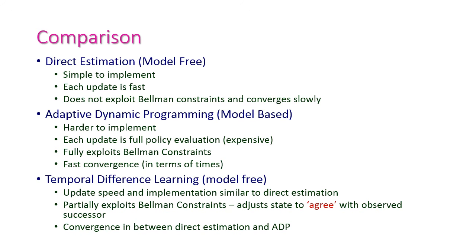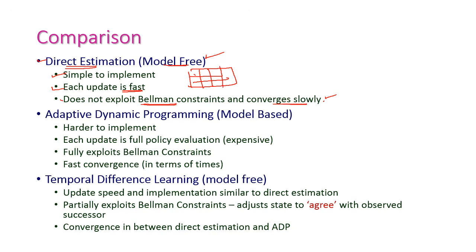Now let us see the comparison of all three learning methods. The first one is direct estimation, which is model free. This is a very simple one, and each update is very fast. That is, each tabulation value update is very fast here, and it does not exploit Bellman constraints. Hence the convergence is very slow here.